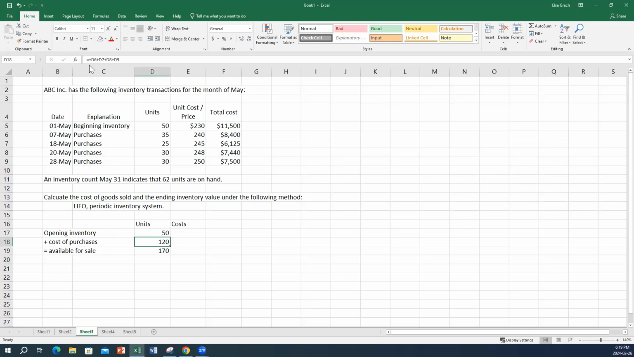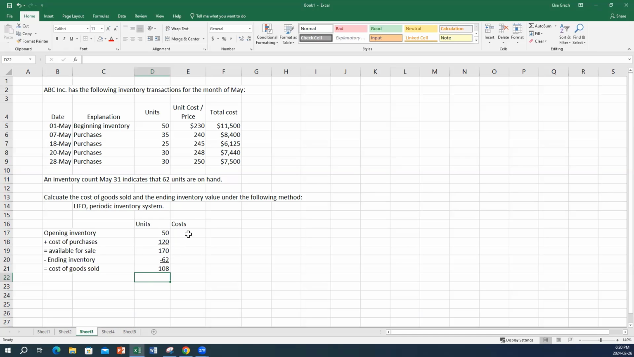170 units. Now, if we deduct the ending inventory, which we know is going to be 62 units, we can then use that information to calculate how many units would be sold or gotten rid of, cost of goods sold. So this is going to be equal to cost of goods sold, in this case, the units. So going to add these two together. Available for sale, 170 units minus the ending inventory of 62 units tells us that the cost of goods sold is going to be 108 units.